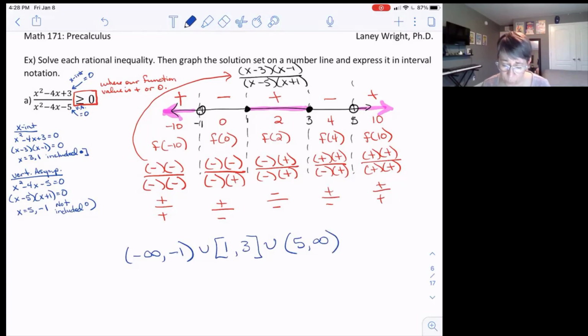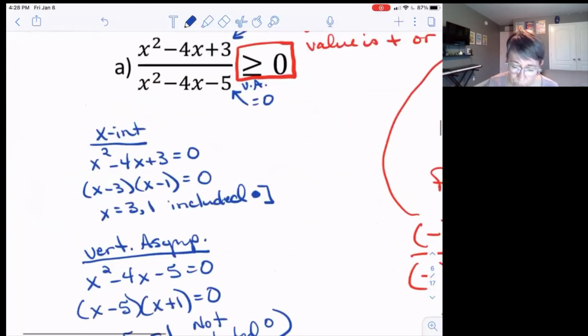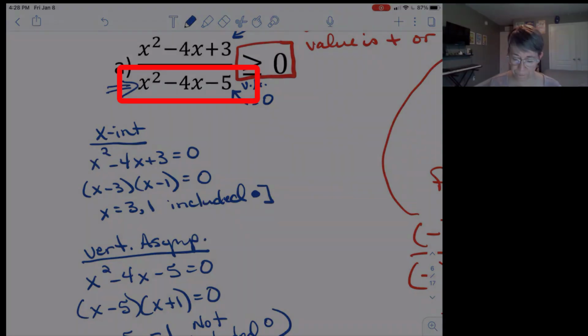And again, -1 and 5 are not included because those were values that made our denominator 0. Those are our vertical asymptotes.